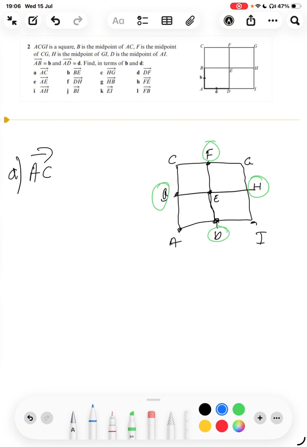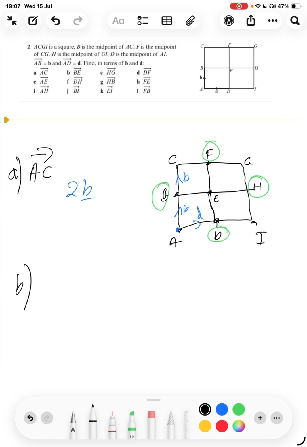Okay, and in all the videos on vectors that I do, think of it like an ant. The ant is starting at A and needs to get to C. So it needs to go to B, then go to C. Well, we know A to B is the same as B to C because B is the midpoint. That's kind of what that information gives us. So then we know that A to C is 2 lots of B.